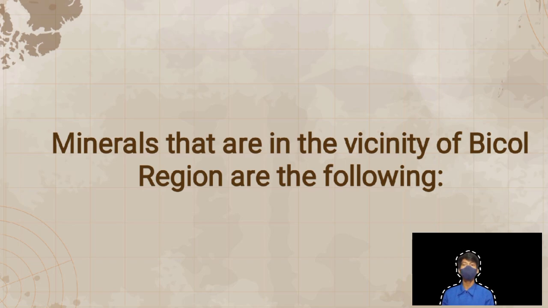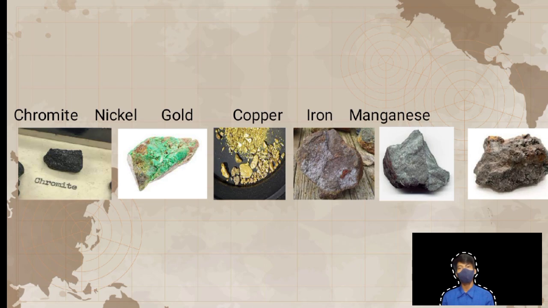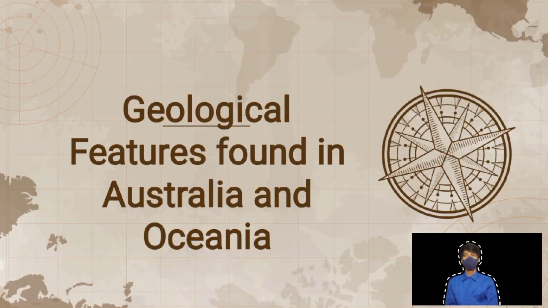Minerals that are in the vicinity of the Bicol region are the following. First, chromite. Second, nickel. Third, gold. Fourth, copper. Fifth, iron. And sixth, manganese. And lastly, let us discuss the geological features found in Australia and Oceania.